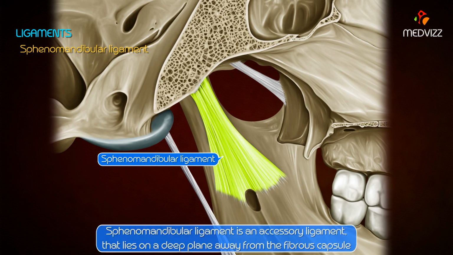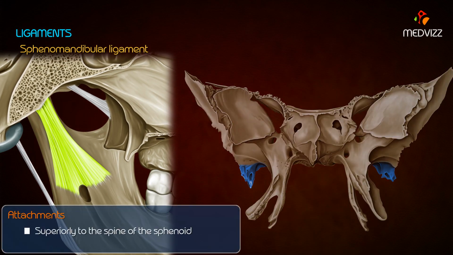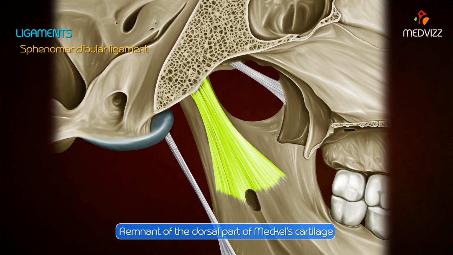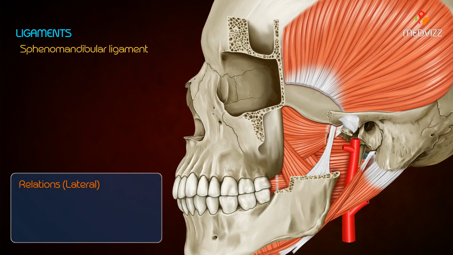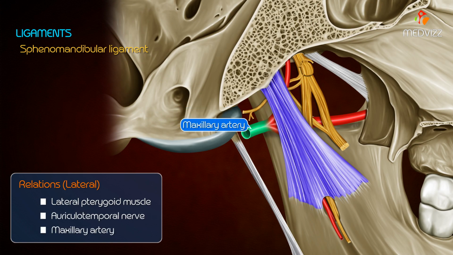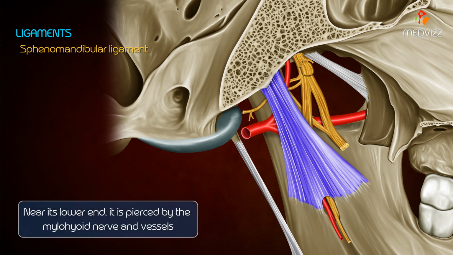The spinomandibular ligament is an accessory ligament that lies on a deep plane away from the fibrous capsule. It is attached superiorly to the spine of the sphenoid and inferiorly to the lingula of the mandibular foramen. It is a remnant of the dorsal part of Meckel's cartilage. This ligament is related laterally to the lateral pterygoid muscle, auriculotemporal nerve, and the maxillary artery. It is related medially to the chorda tympani nerve and the wall of the pharynx near its lower end. It is pierced by the mylohyoid nerve as well as its vessels.